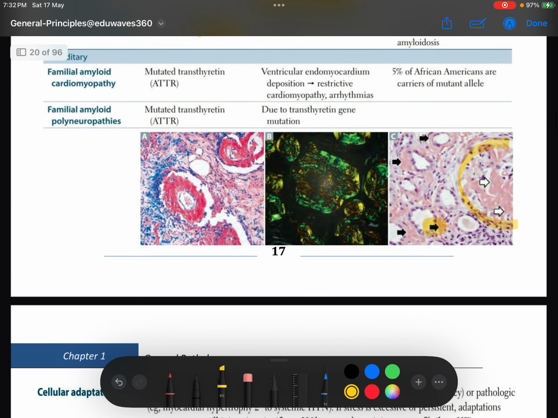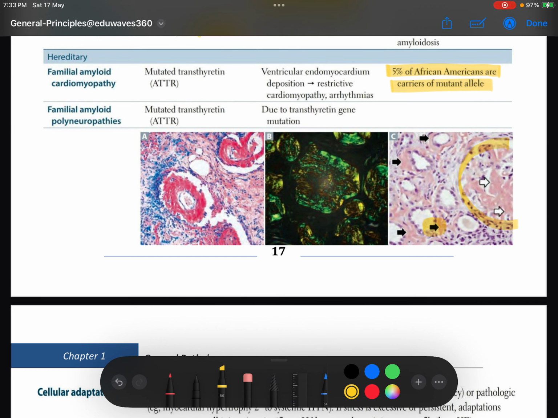Good. Next one, hereditary forms. In hereditary forms there are inherited forms of amyloidosis due to mutated transthyretin, or ATTR. So the first one, familial amyloid cardiomyopathy. Mutated transthyretin deposits in ventricular myocardium, and it causes restrictive cardiomyopathy or arrhythmias. It's seen in 5% of African Americans, who are carriers of the mutated allele. So that's why we call this a hereditary form.